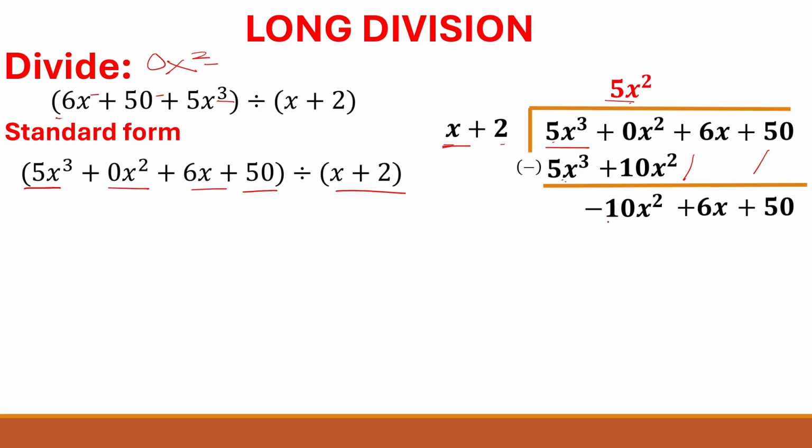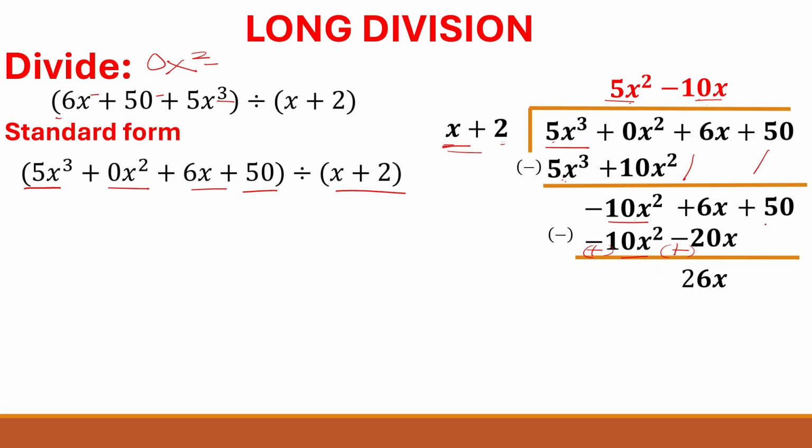Same process, negative 10x squared divided by x is negative 10x. Negative 10x times x, negative 10x squared. Negative 10x times 2, so you have negative 20x. You subtract again. Negative 10x squared minus negative 10x squared, so magiging positive 2, and then 0 na. Ito rin, magiging positive si negative 20, so 6 plus 20, so that is 26x. Bring down again, plus 50.